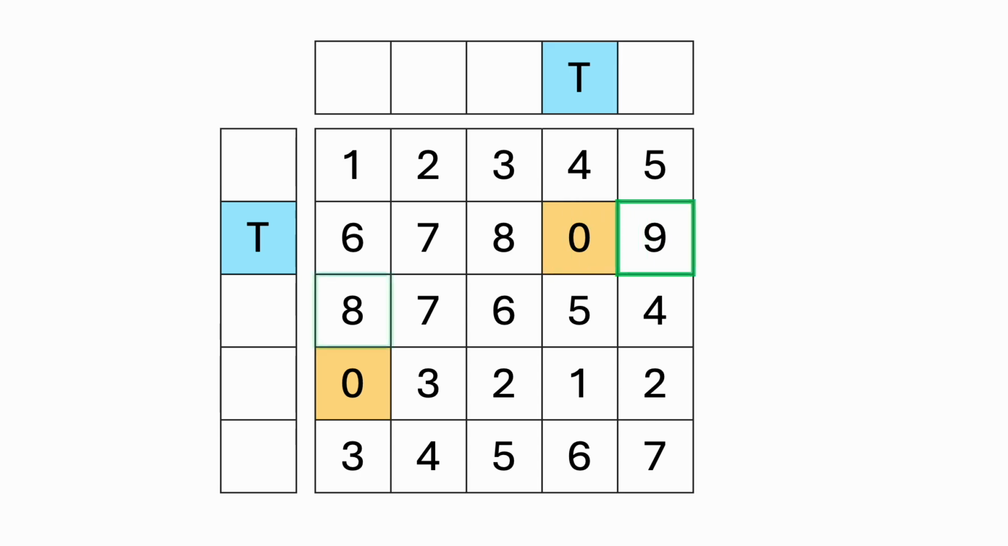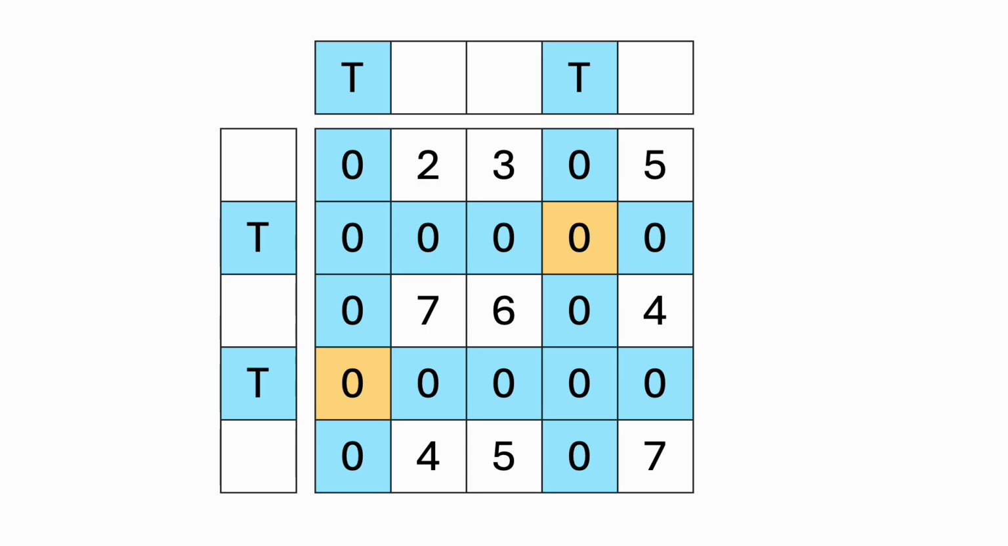Then we'll continue traversing. This row has no zeros, so we'll move on. And now we've hit another 0. So again, let's update the indicators that correspond to this row and column. Then once we've finished traversing the entire matrix, we can look at our indicators and zero out the appropriate rows and columns. This approach only required an array of length m plus an array of length n, so this runs in O of m plus n space, which is a major improvement.